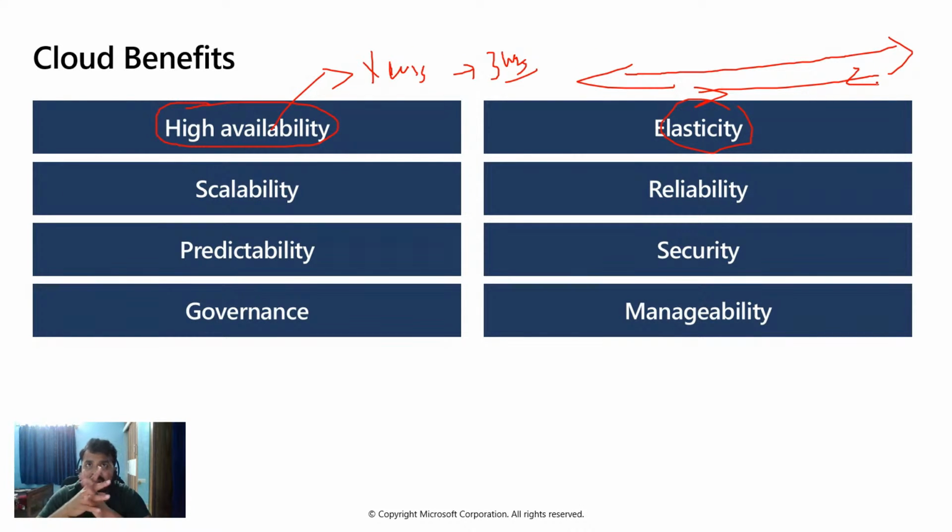So consider a RAM, 1 GB of RAM. You need more, so you increase the power to 10 GB RAM, right? So this is known as elasticity.